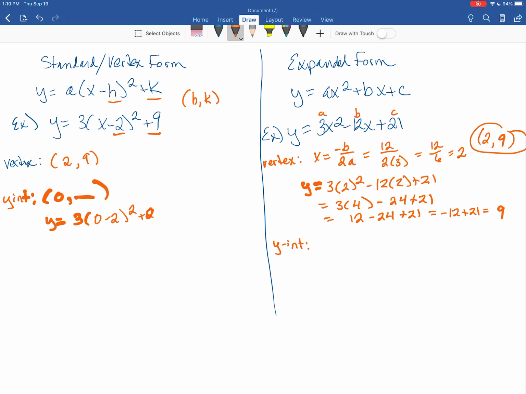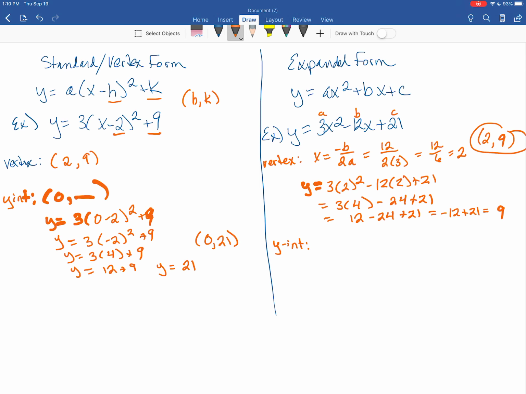Oops, plus 9. So let's see, y equals, this is all going to be a negative 2. Negative 2 squared is 4, so 3 times 4 plus 9. So y equals 12 plus 9, 21. So it looks like my y-intercept is the point (0, 21).